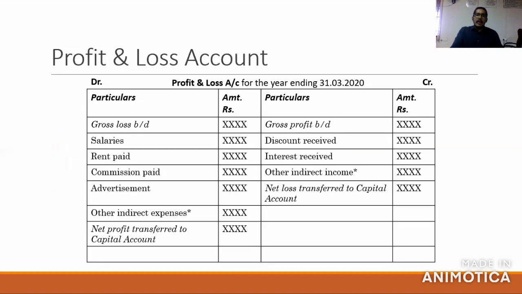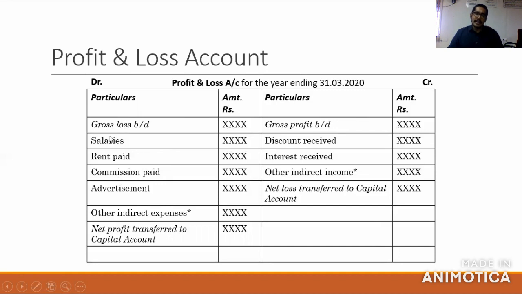Now moving to profit and loss account. First of all, after preparing trading account, we will be transferring the gross profit on the credit side of the P&L account. If it is loss, we will bring it to the debit side. And what are the things which can be credited and debited to the profit and loss account? All incomes that we receive can be credited to the P&L account. All the indirect expense will be debited.